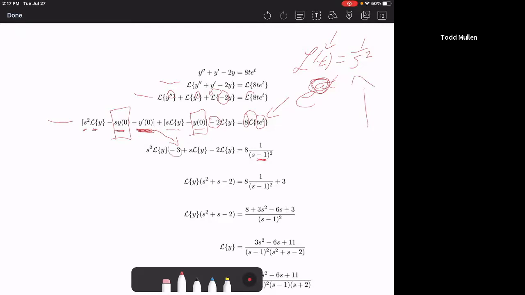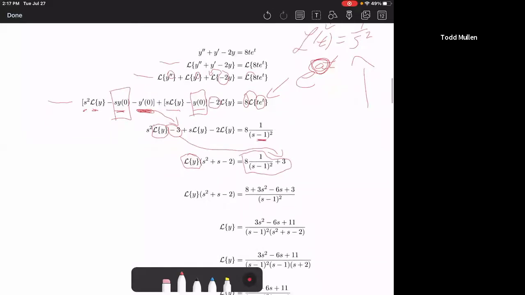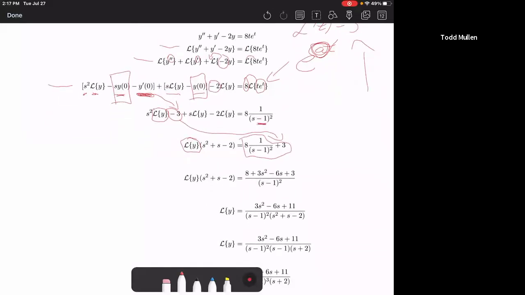Now we're going to move this 3 over to the other side of the equation so that we now only have terms with the Laplace of y on the left, and then we're going to factor out that common Laplace of y. So we have Laplace of y almost isolated, but the next step is we need to find a common denominator over here. So we do that, multiplying 3 by s minus 1 squared. Well, s minus 1 squared is equal to s squared minus 2s plus 1. So multiply that by 3, you get 3s squared minus 6s plus 3. That's what we've added in here.